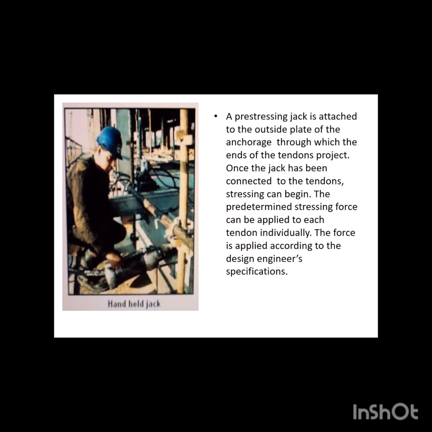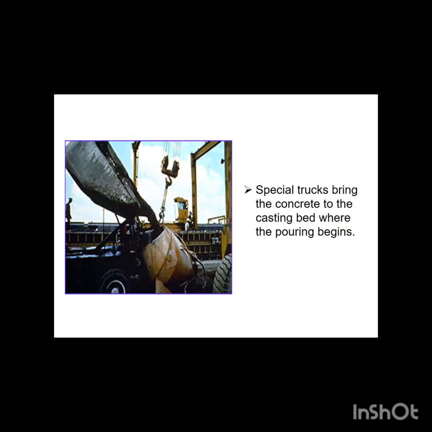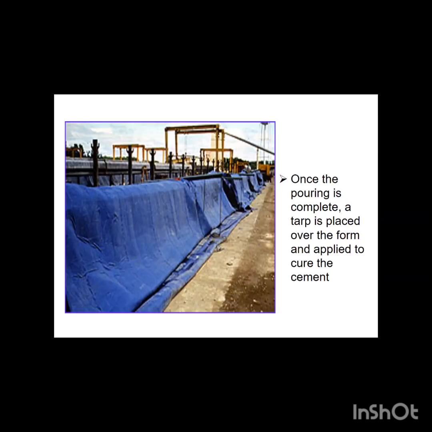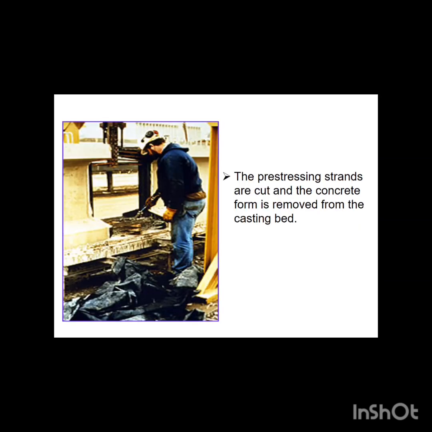Once the jack has been connected to the tendons, stressing can begin. The predetermined stressing force can be applied to each tendon individually. The force is applied according to the design engineer's specifications. Special trucks bring concrete to the casting bed where the pouring begins. Once the pouring is complete, a tarp is placed over the form and heat is applied to cure the concrete.